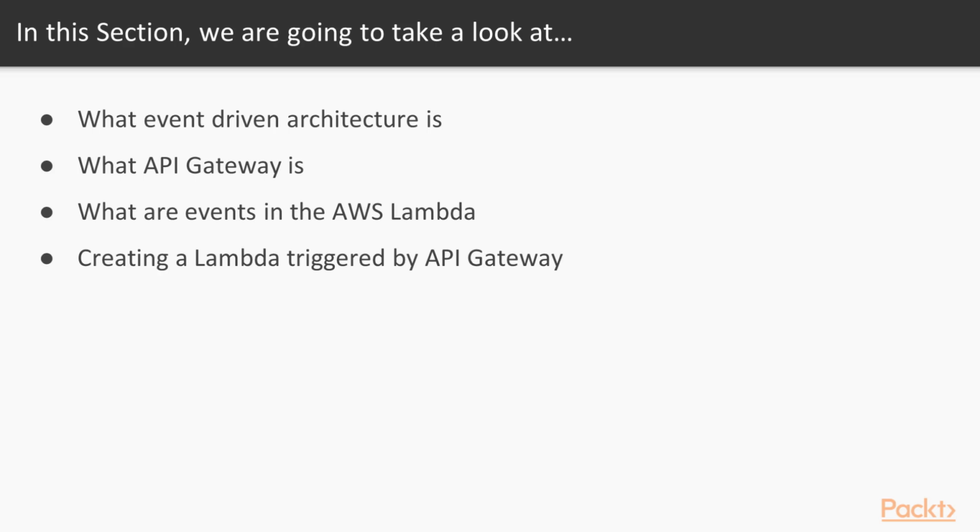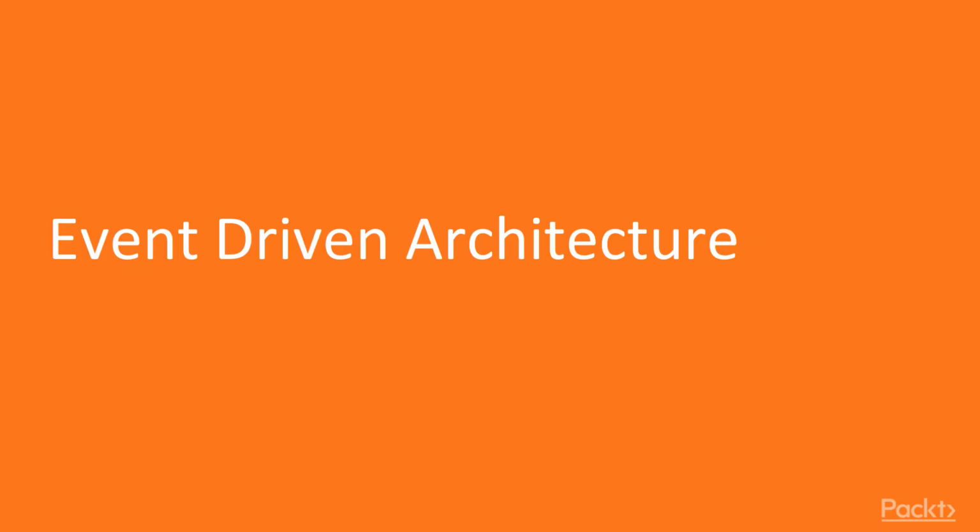We will talk about what is API Gateway, and we are going to explore what are some AWS Lambda events that we saw when we were making our first AWS Lambda, that we had an event there. So we are digging into that. And then we are going to create a Lambda trigger by API Gateway, understanding what comes in the event and sending back a response.